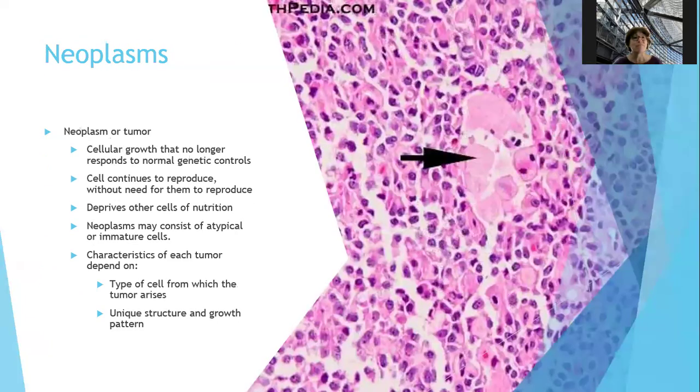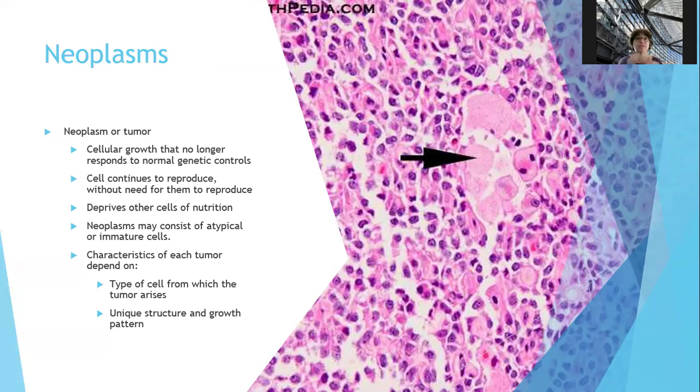So confusing. So neoplasm is a tumor, a cellular growth that no longer responds to normal genetic controls. The cells continue to reproduce whether you need them or not, and you usually don't. The problem with that, one of the many problems, is it deprives the surrounding cells of nutrition because it's reproducing out of hand, and so it's taking up all the nutrition. Neoplasms may also consist of atypical or immature cells. So we talked about dysplastic or anaplastic cells way back last quarter. And so those atypical cells can be non-functional as well.